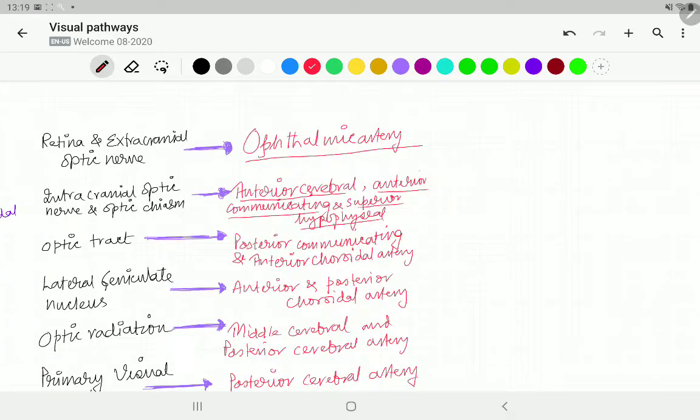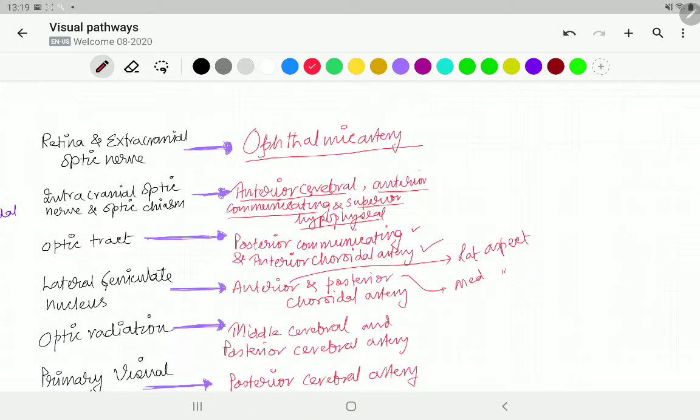The optic tract is supplied mainly by the anterior choroidal artery, but part of it is also supplied by the posterior communicating artery. And the lateral geniculate body, as I said before: the anterior choroidal artery supplies the lateral aspect, which is part of the anterior circulation, a direct branch of the internal carotid artery, and the medial aspect is supplied by the posterior choroidal artery, which is a branch of the posterior cerebral artery.